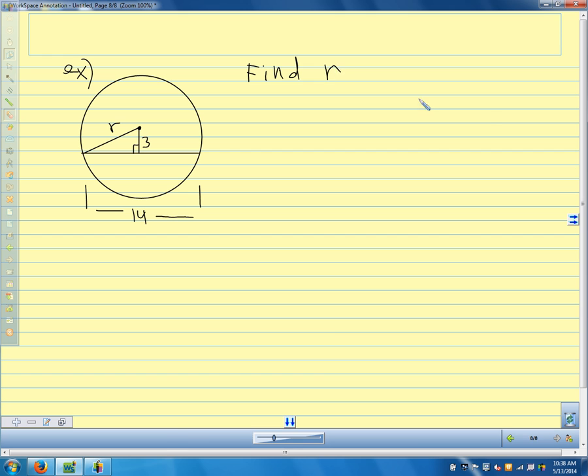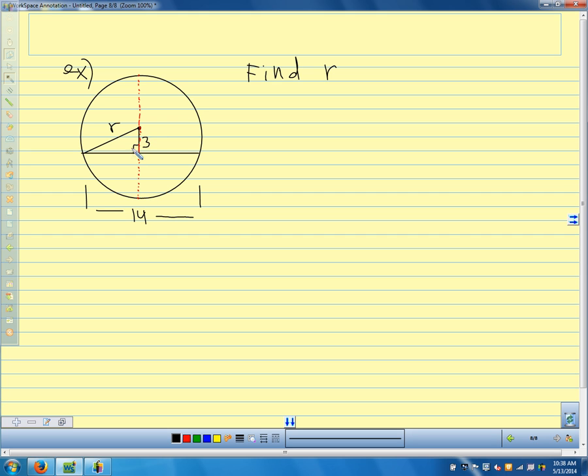So looking at this picture, what do we want to try to use here? Since we have a right triangle, we want to try to use the Pythagorean theorem. Well, we need to find R. We know this side. We need to know this other side of the triangle. How can we figure that out? Well, let me draw in a diameter. There's a diameter that goes through the center of the circle. And it goes right through that segment.